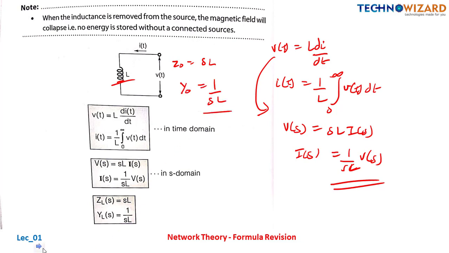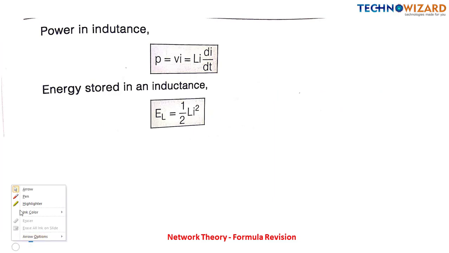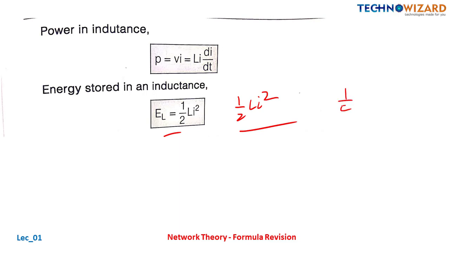Okay, so these are the formulas related to capacitances, inductances and resistances. Power in an inductance is given by L into I di by dt, and energy is equal to 1 by 2 L I square. In a capacitor it was 1 by 2 C V square. Okay, so please remember.